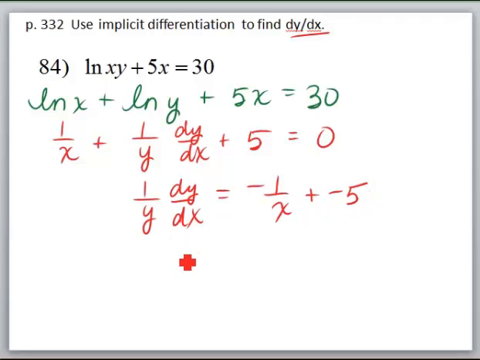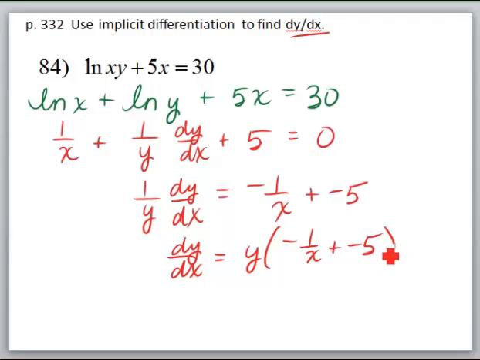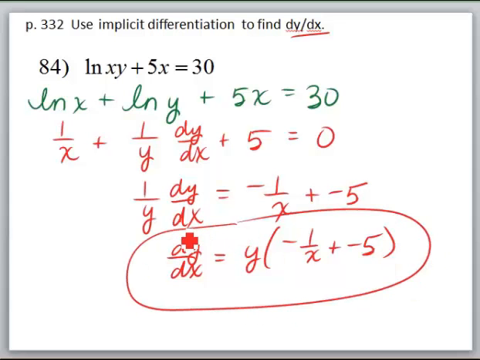5. Then what I need to do is multiply by y on both sides. So I have y times this quantity. And I'll go ahead and leave my answer in that form. You could make a common denominator and then multiply the y through.